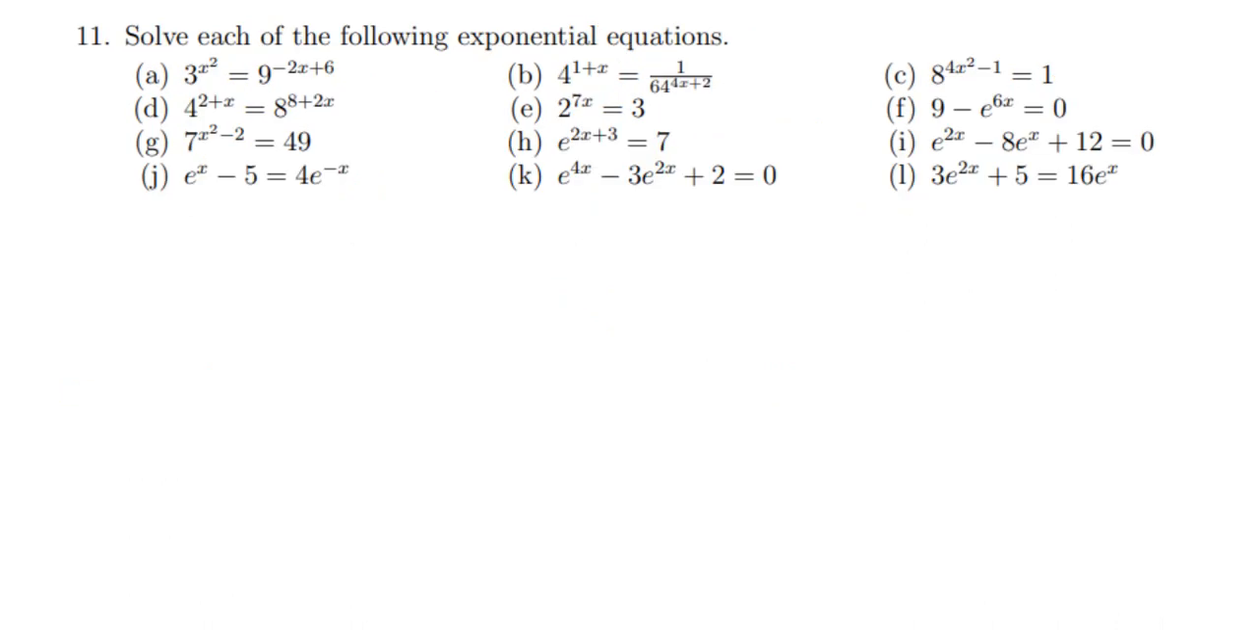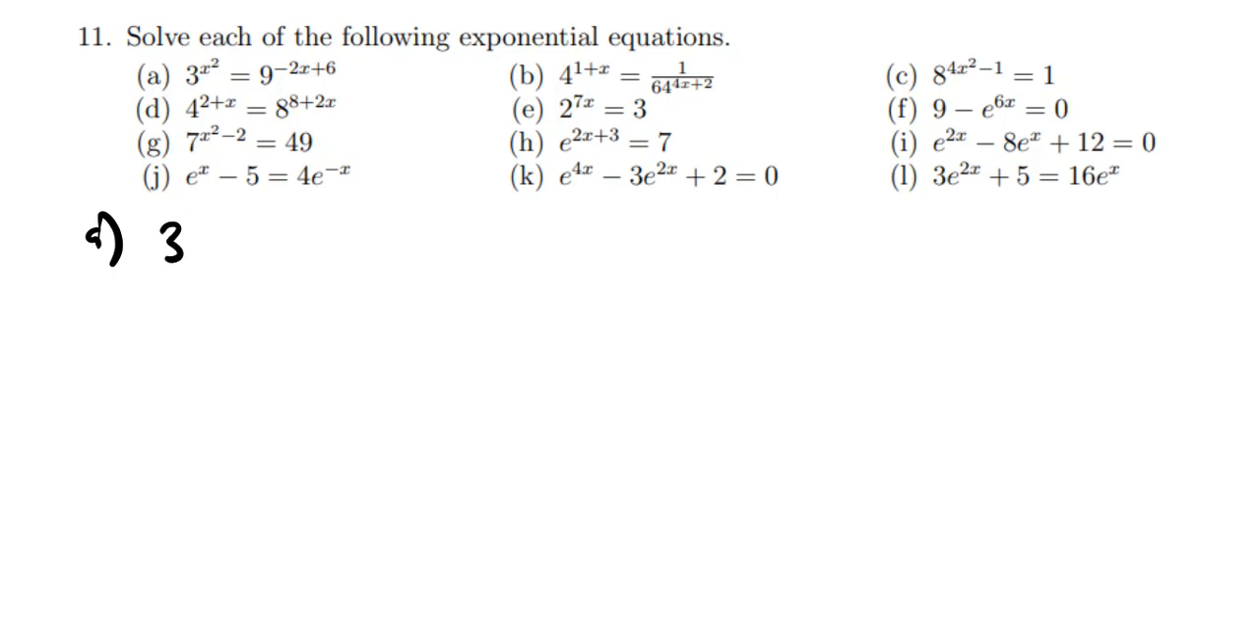So we've solved much of the graphing. Let's solve some equations. Now, equations from all the rules that we've talked about, you also have to be able to solve equations. So let's start with the first one. We're saying 3 to the power x squared is equal to 9 to the power negative 2x plus 6.